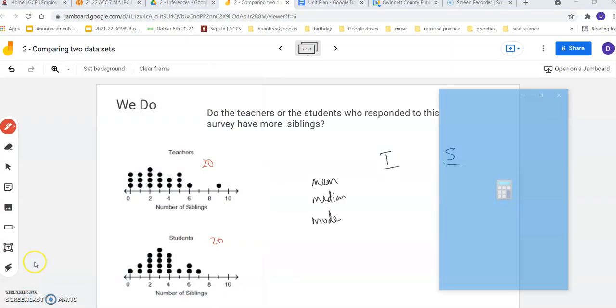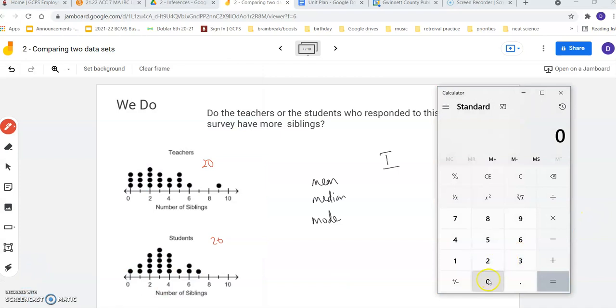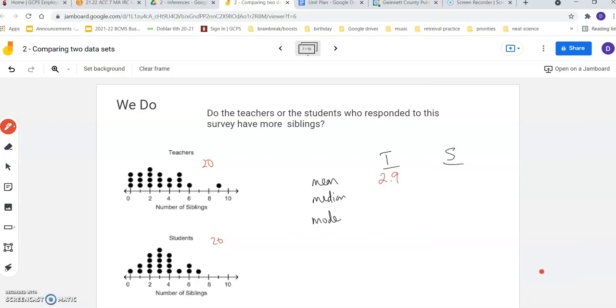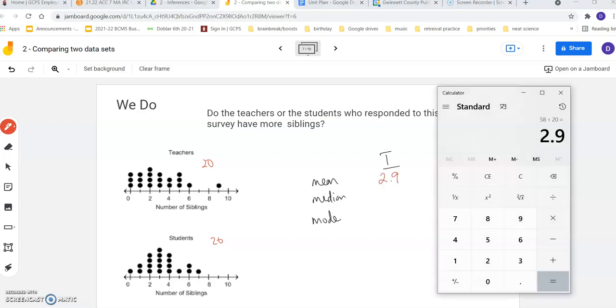So let's start with mean. The mean is 0 plus 0 plus 0 plus 1 plus 1 plus 1 plus 3. 4 2s will make 8 plus 3 3s will make 9 plus 2 4s will make 8 plus 3 5s will make 15 plus a 6 plus a 9. 58 total siblings divided by 20. Looks like the teachers have an average of 2 9/10 of a sibling, just about 3. That's the average there.